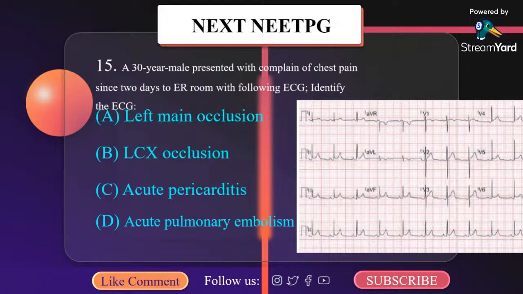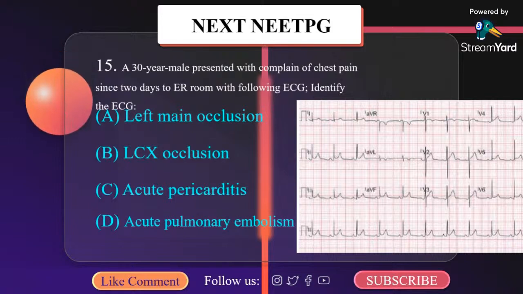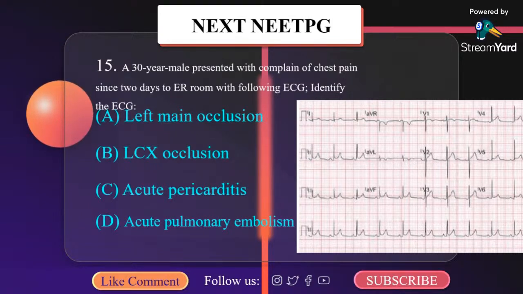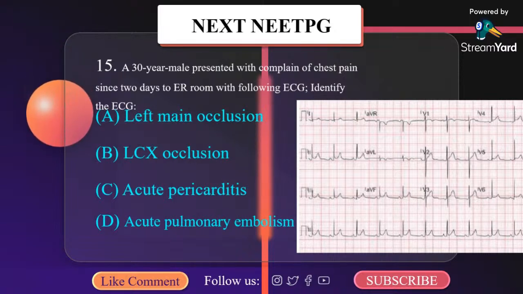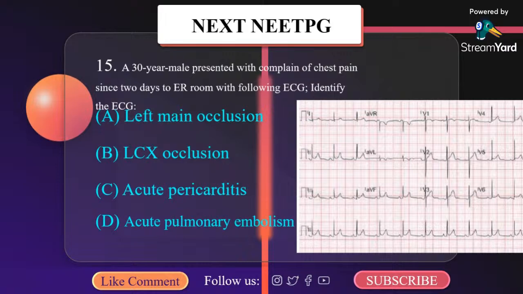A 30-year-old male presented with complaint of chest pain since 2 days to the emergency room with the following ECG. Identify the ECG. A. Left main occlusion, B. LCX occlusion, C. Acute pericarditis, D. Acute pulmonary embolism. Here you can see diffuse ST elevation in all leads except AVR and V1. ST segment is concave upwards and PR segment is depressed, with T wave inversion with or without ST depression. So it is acute pericarditis.